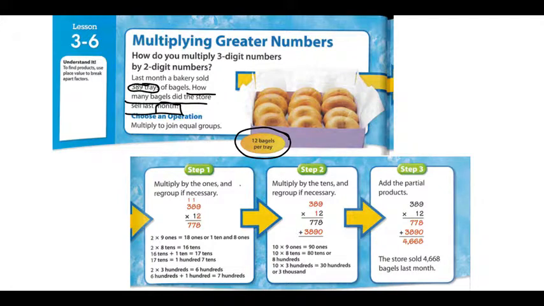So since there are 12 bagels in a tray and they sold 389 trays, we don't need to know that there are 30 or 31 days in a month. So that's not important. But I do know that I need to multiply 389 times 12 to find how many bagels they sold last month. So I'm going to solve the problem over here on the right so we can see the steps.